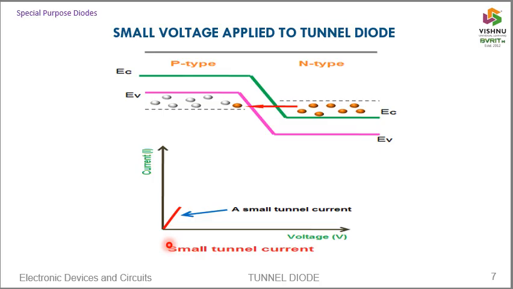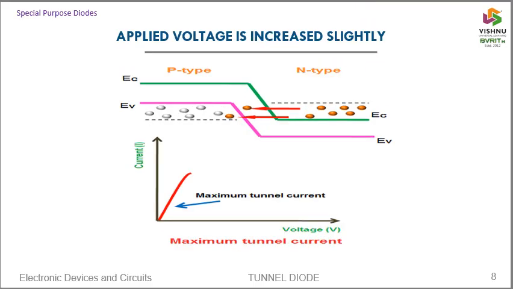When a small forward voltage is applied, electrons start tunneling across the junction. So current increases rapidly. This region is called the tunneling region, where current rises quickly with voltage. As the voltage increases slightly, the tunneling effect becomes maximum. Current reaches its peak value, known as peak current. This is the point where maximum tunneling occurs.